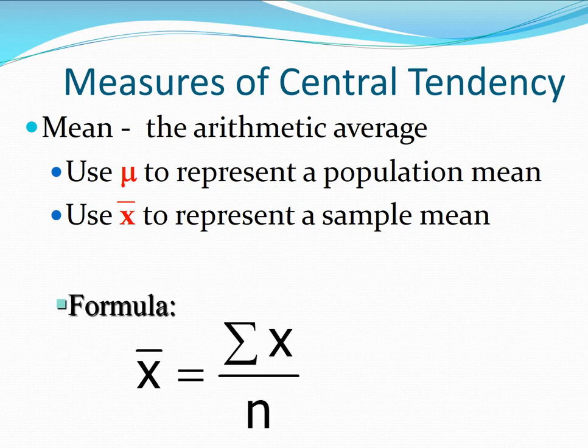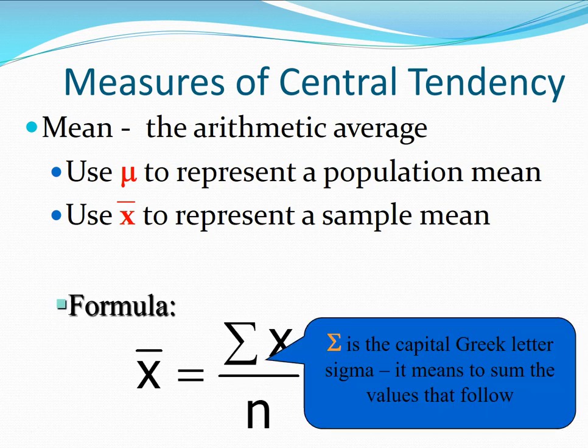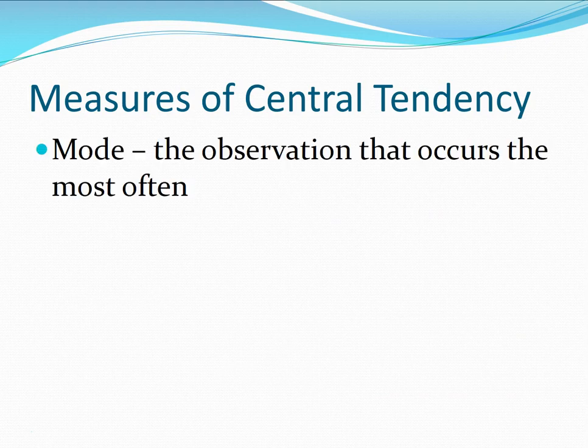Here's the formula. X bar is equal to the sum. That little Greek symbol is the capital Greek letter sigma. It means to sum the values that follow. So you take the sum of all the x's and you divide by how many there are. That's your basic average that you've been doing since 4th grade or 3rd grade, whenever you first did averages.